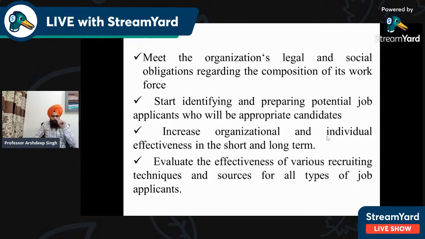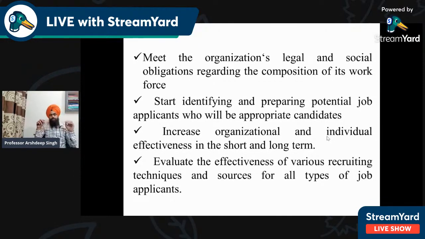Next is to start identifying and preparing potential job applicants who will be appropriate candidates. It is obvious that if we select candidates according to this process, we will only get the appropriate candidates who match the criteria of the organization, and they will work for the goodwill of the organization. Next, increase organizational and individual effectiveness in the short and long term. For example, if we are recruiting candidates under the recruitment process, a message is provided to the candidates that a scientific process is being followed. Nothing is based on the hit and trial method.